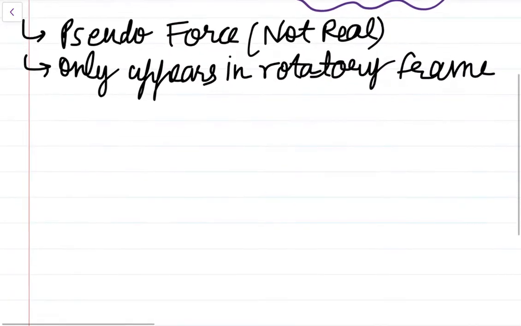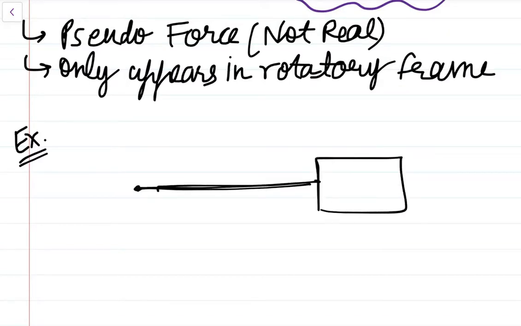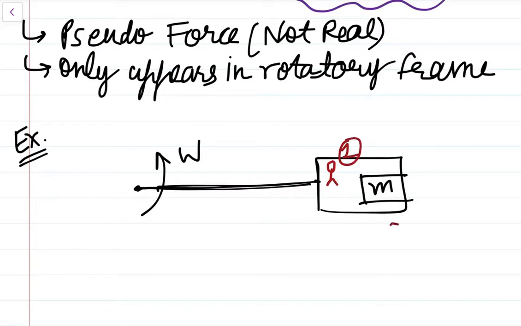So firstly, let us take an example right here. Assume that this is the center and this is a rod, in which this is a cabin, and here a small block of mass m is kept, and this is rotated with an angular velocity omega. There are two observers: observer number 1 is inside the cabin and observer number 2 is observing the rotation from outside the cabin, from the ground.